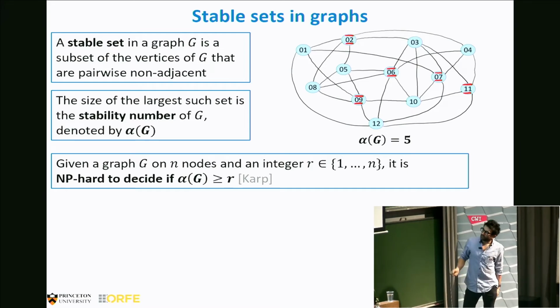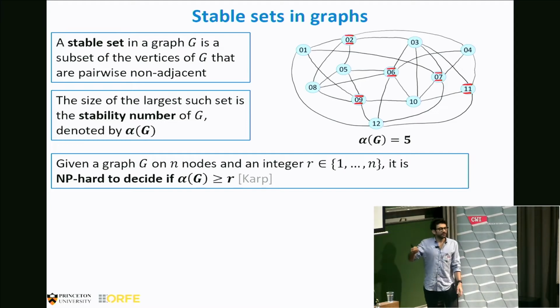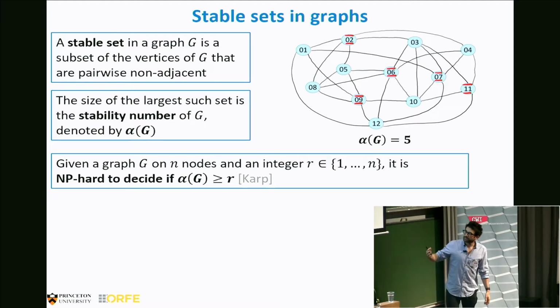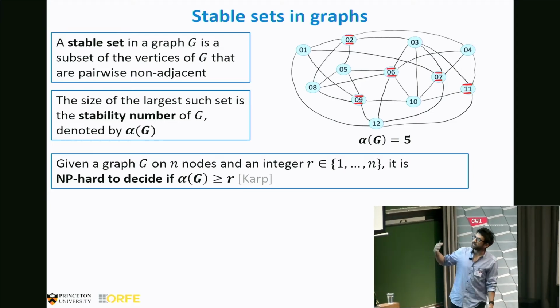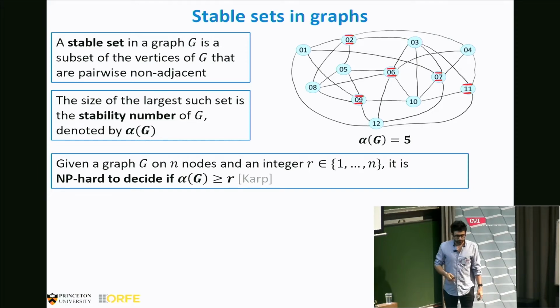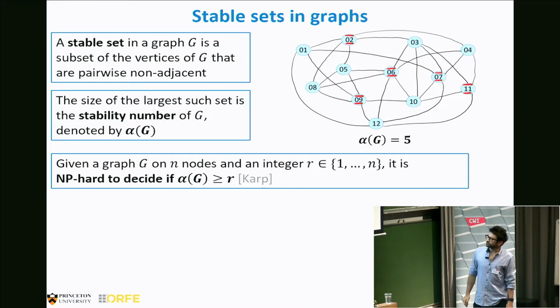Okay? And the base of the reduction for us will be the problem of testing, given a graph and an integer r between 1 and n, because alpha is obviously an integer between 1 and n, if alpha of G is greater than or equal to r. In other words, does the graph have a stable set of size at least r? And this is well known to be NP-complete, as shown by Karp.